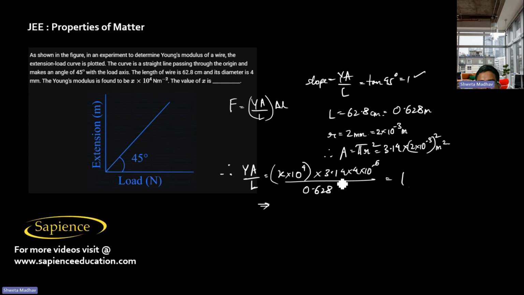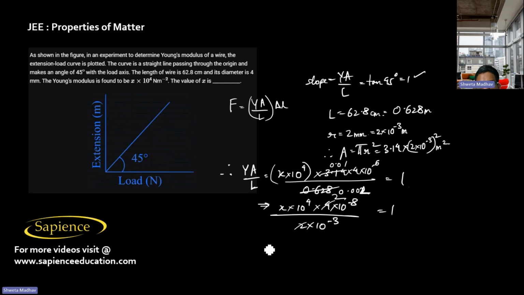So therefore now we can write 314 into 0.01, this is 314 into 0.001, 0.002 actually. Right, 2 into 3.14, I can take 100, 628. So this will be x into 10 power 4 into 10 power minus 2, into 4 into 10 power minus 8, divided by 2 into 10 power minus 3, is equal to 1.